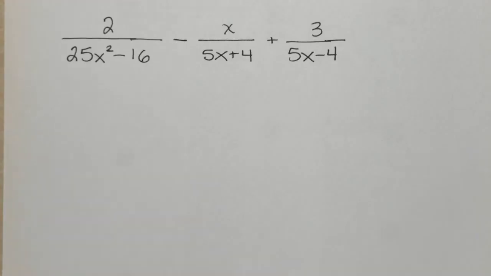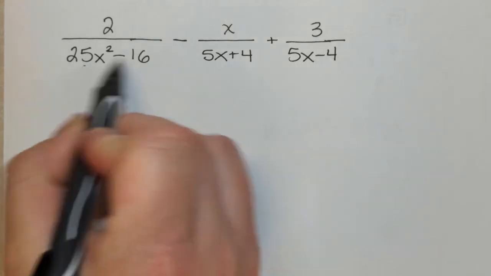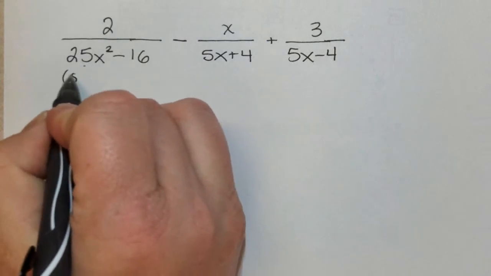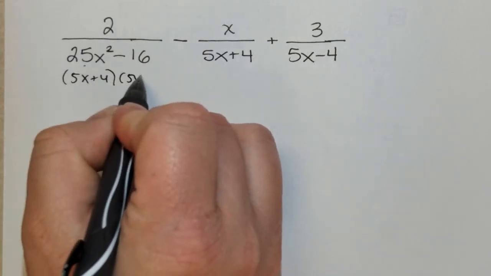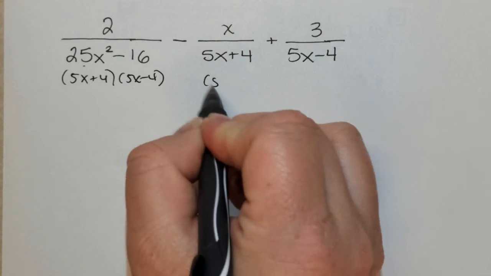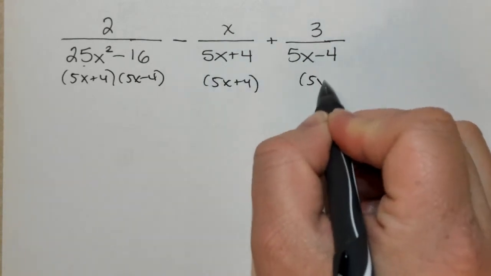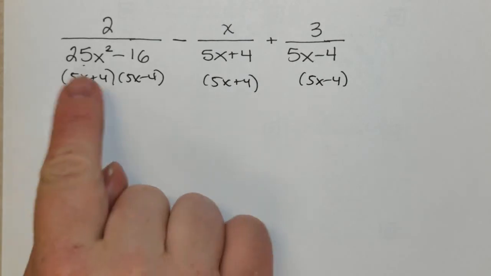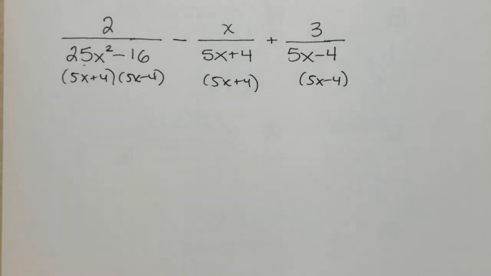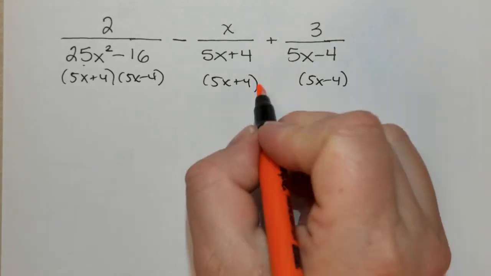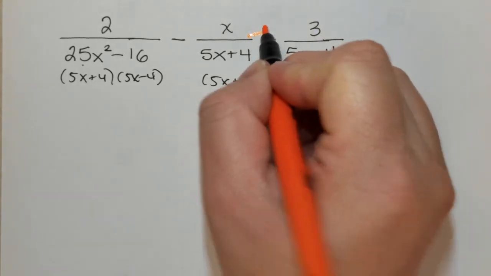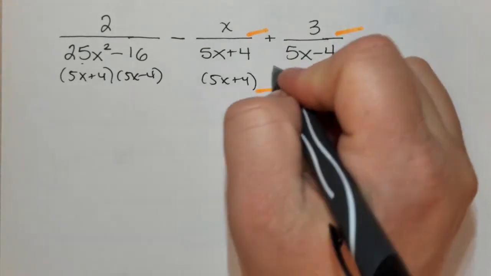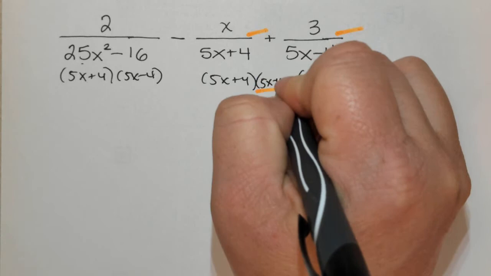Example number 3. So I'm going to start out by factoring. I can see a difference of squares. This is going to break into 5x plus 4 and 5x minus 4. This cannot go any further, and the last one cannot go any further. So when I'm looking for a common denominator, I can see 5x plus 4 and 5x minus 4 is the common denominator. That means this is missing a 5x minus 4, and this is missing a 5x plus 4. Whatever you attach to the denominator, you must also attach to the numerator.